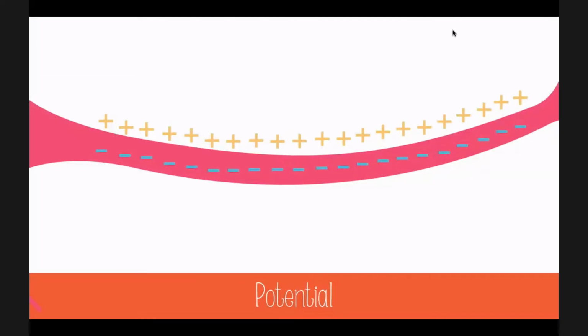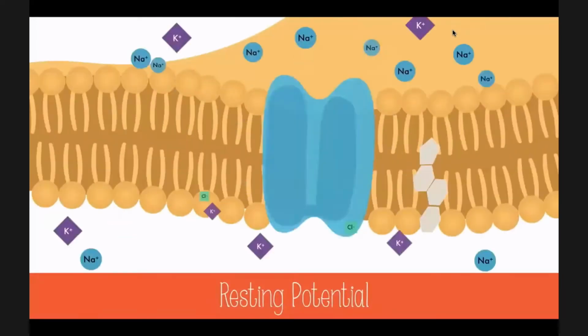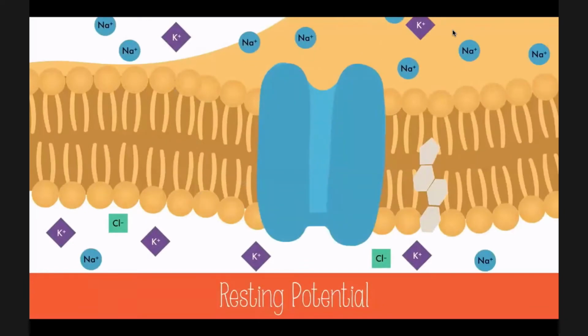Let's look even closer at the cell membrane. At rest, when a neuron isn't firing, there's a high concentration of sodium ions outside of the cell membrane, and also a high concentration of potassium ions in the cytosol of the cell. The sodium and potassium channels are gated and closed. Because of the difference in number of sodium and potassium ions, as well as the presence of negative ions like chlorine, there's an overall negative internal charge of negative 70 millivolts.